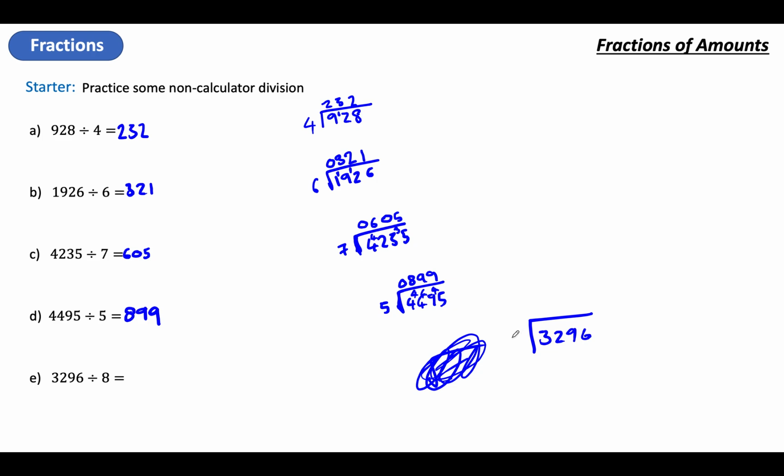3,296, so we're going to divide it by 8. 8s into 3 doesn't go, so I carry all of that 3 across to the next column. 8s into 32 goes 4 times. Then nothing left over because it fits exactly. 8s into 9 goes once, and 1 8 is 8, so there's 1 bit left over. 8s into 16 goes twice. 412. Well done if you managed to get all of those right. If you haven't, maybe go and do a little bit of practice at bus stop division.